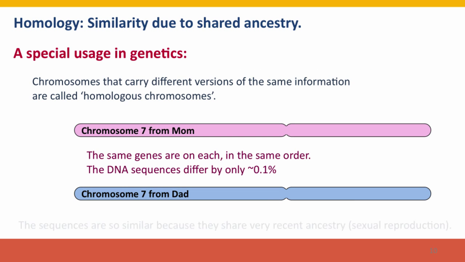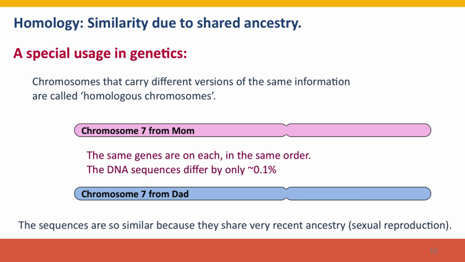Now, in genetics, homology is used in a particular way in one particular case. It's used generally in genetics, but in particular, it's used in the term homologous chromosomes. It's really the same meaning that homologous has everywhere else, similarity due to shared ancestry, but it particularly applies to the two versions that we have of each of our chromosomes. So our chromosome 7 for mom and our chromosome 7 for dad are referred to as homologous chromosomes.